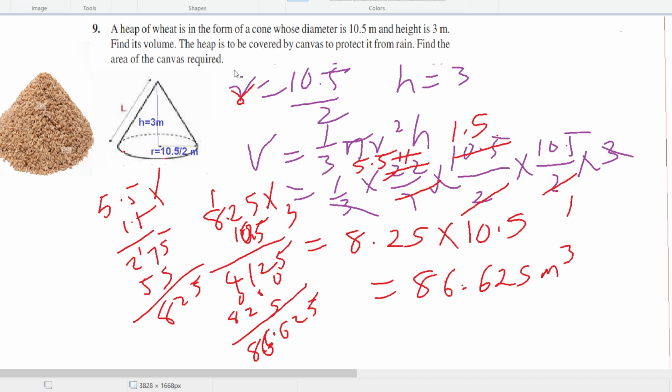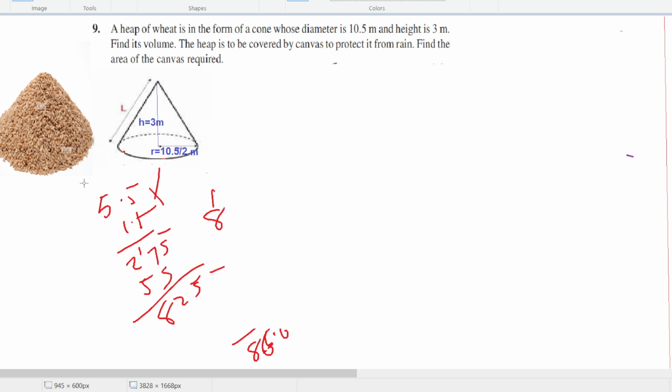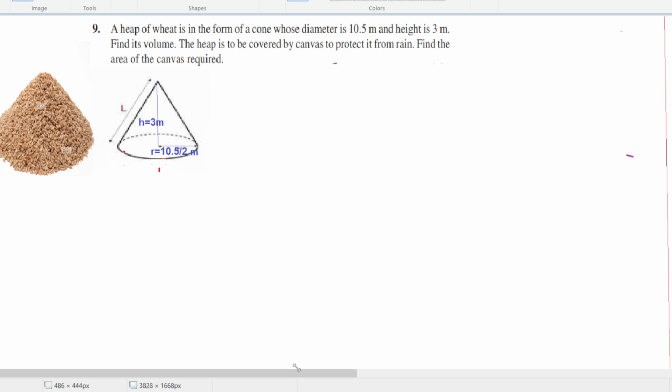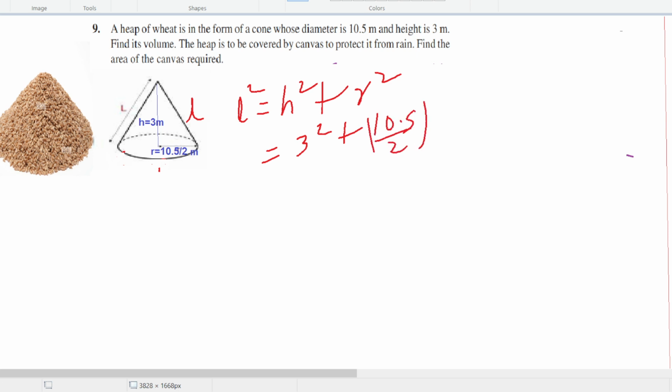But for the next part, they are asking us for the heap to be covered by a canvas, and we have to find the curved surface area of the canvas. To find the curved surface area, we need L, right? So finding L is our work now. For that we can use the Pythagoras theorem. L square will be equal to H square plus R square, right? So it will be 3 square plus 10.5 by 2, the whole square. That means 3 square plus 5.25 the whole square.